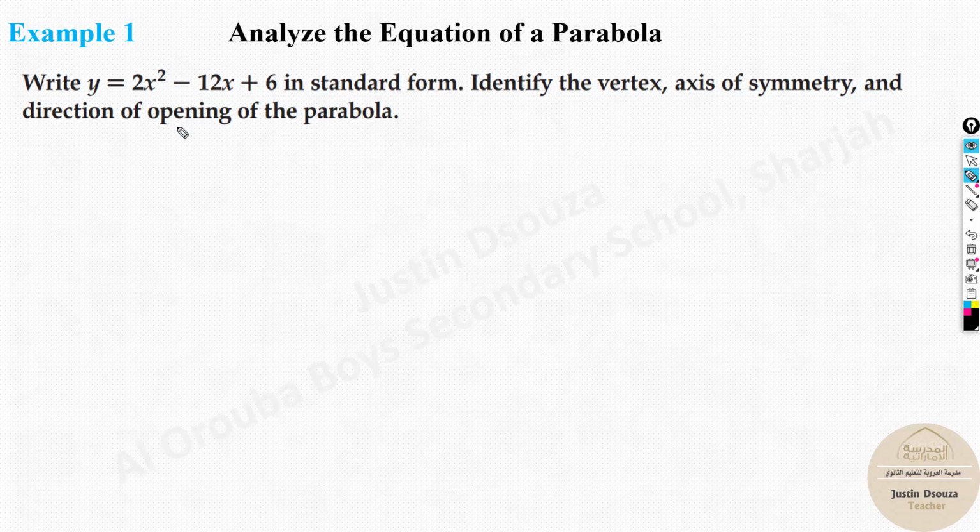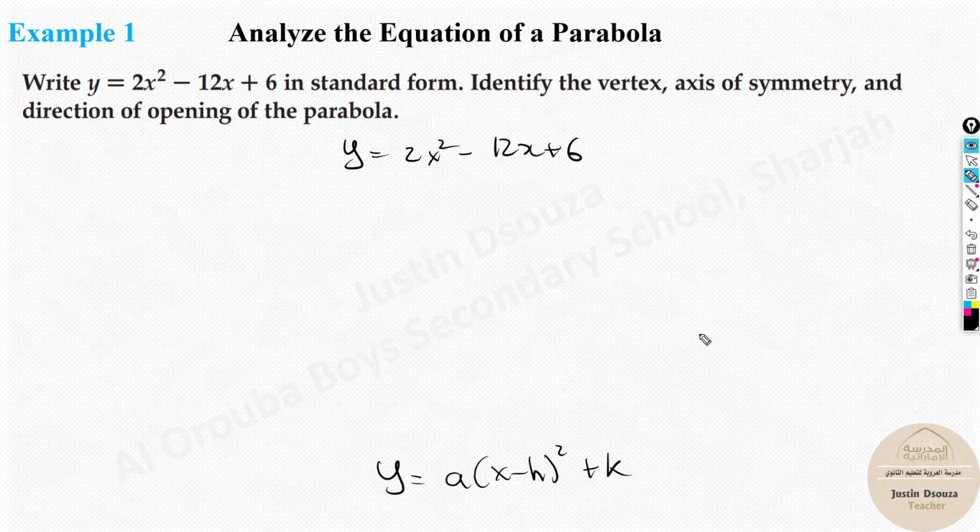Now let's solve this up. Let me write the given question over here. y is equal to 2x squared minus 12x plus 6. Here we know the standard form. No matter what, we need to get this as y is equal to a of x minus h the whole square plus k. It's very messy, right? Because over here you have 2x squared, one is x squared, one is x. How can we get this? This is from a method called completing the square.